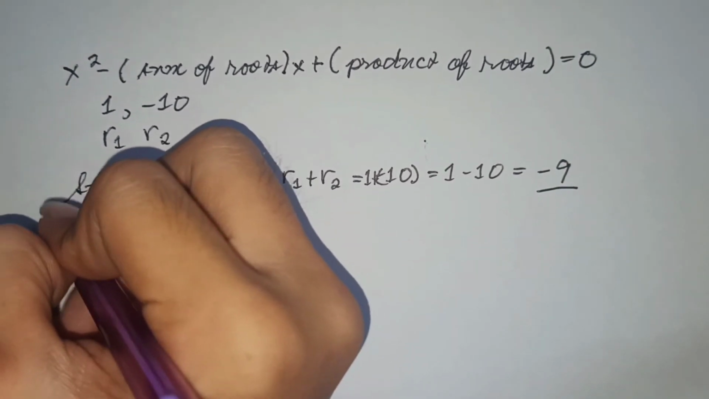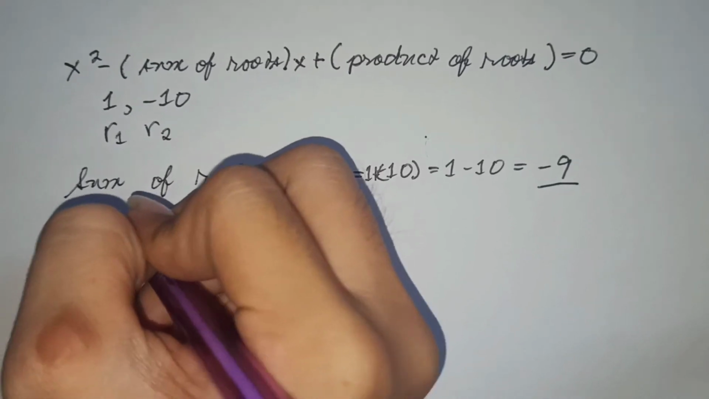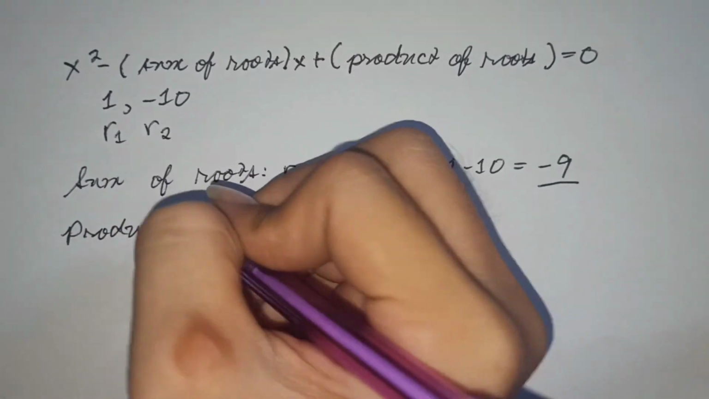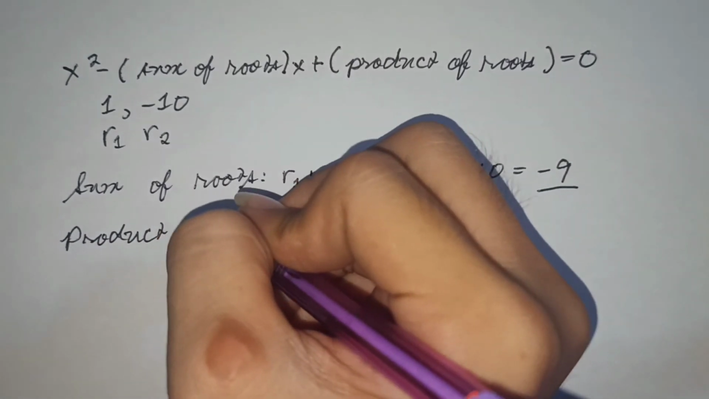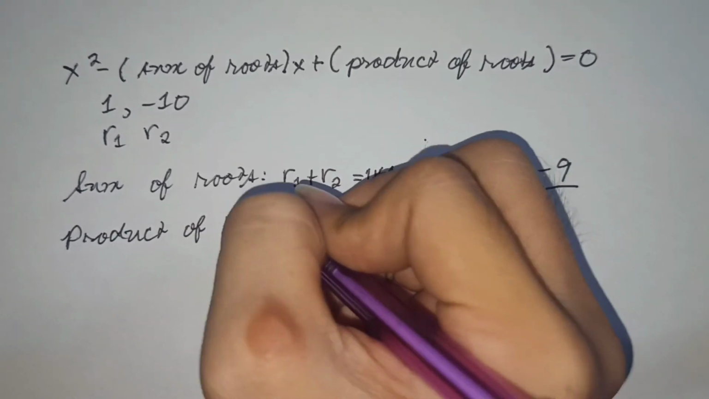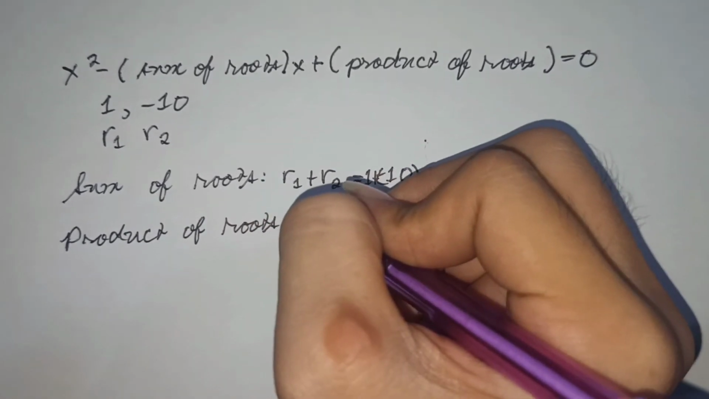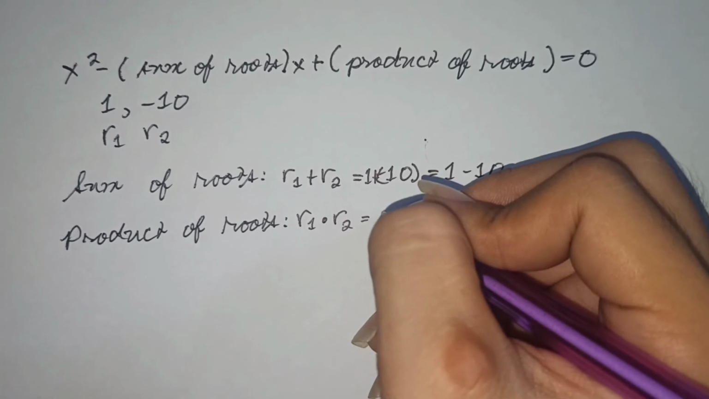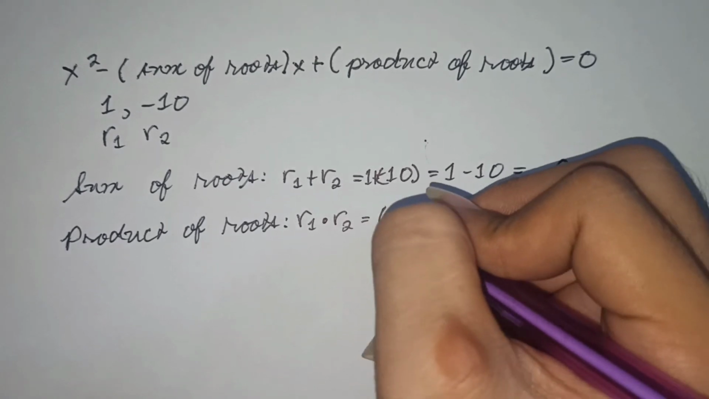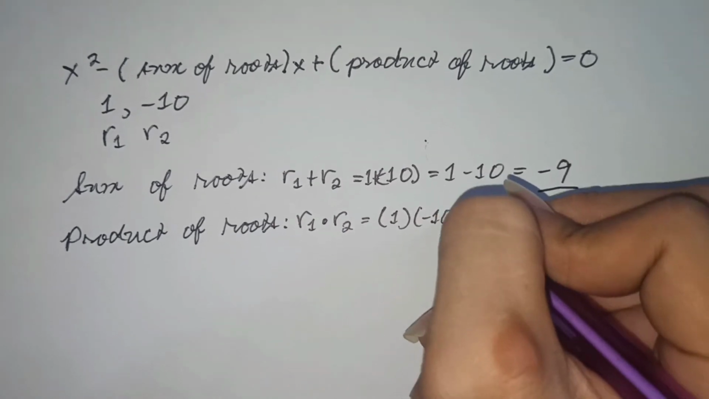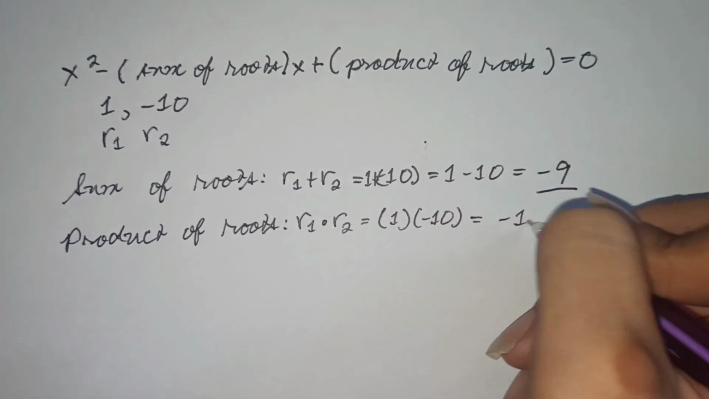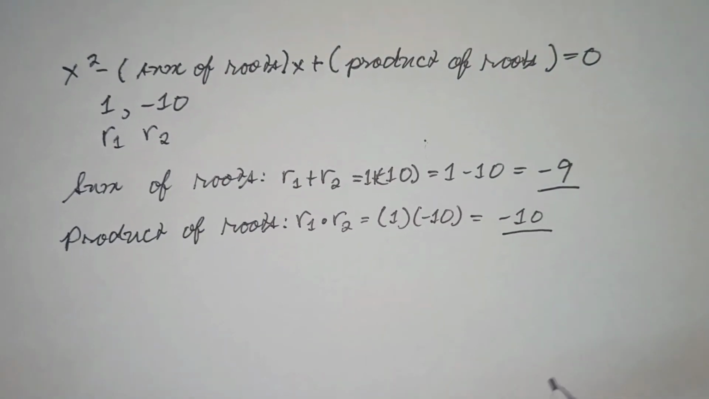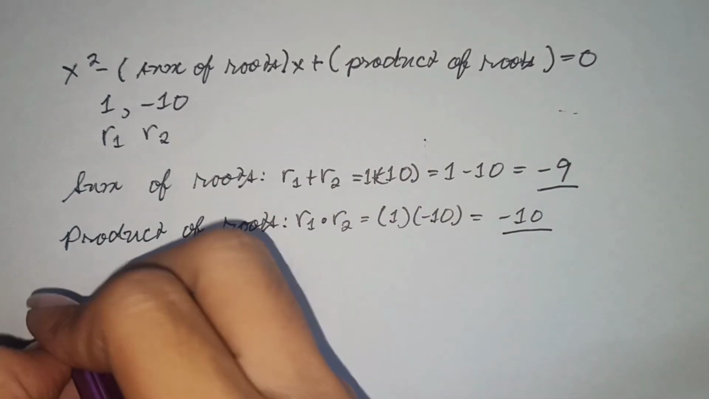Now for the product, we are just going to multiply the given roots. We have r sub 1 times r sub 2. So we have 1 times negative 10. 1 times negative 10 is negative 10. So the product of roots is negative 10.